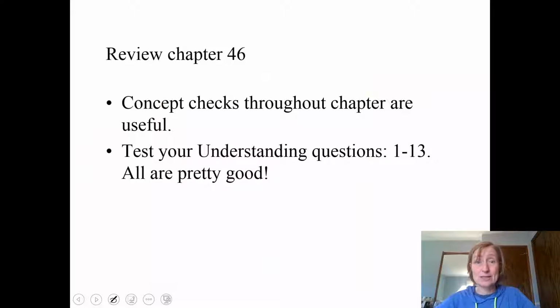The concept checks are really good. The test your understanding questions are really good. I'll be posting an online quiz that covers chapters 46 and 47. We're not going to cover much of chapter 47, but that's where we are. So I think I'm done for today with chapter 46.